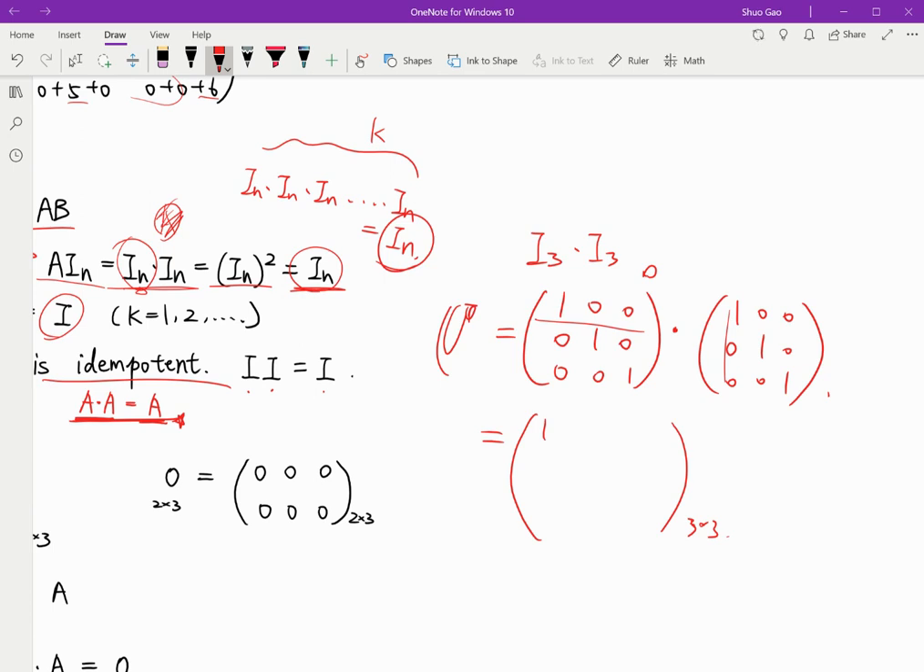So that's 1, right? Because this is 1 times 1 plus 0 plus 0. So only 1 left. And second, we calculate first row, second column, right? So first row, second column is 1 times 0, 0 times 1, 0 times 0. So all of them are 0. So the 0. And then we calculate first row and the third column. So that's 1 times 0 plus 0 times 0 plus 0 times 1.